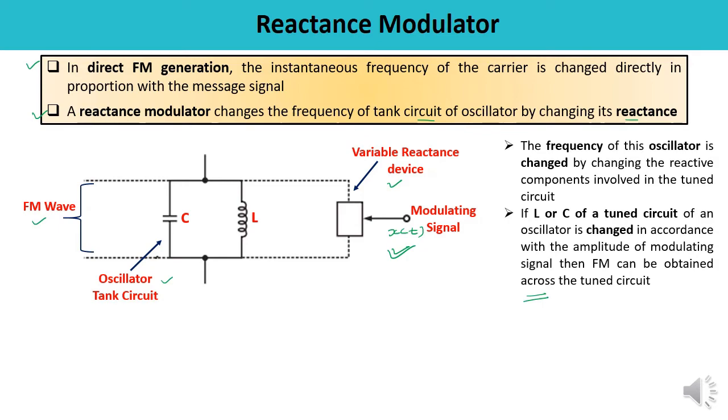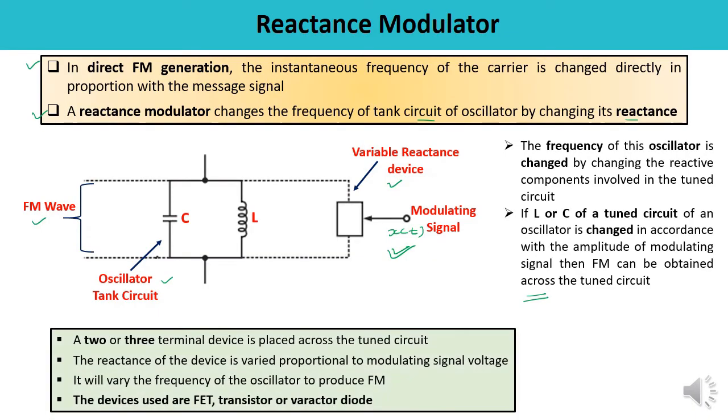There may be 2 or 3 terminal devices which can be placed across the tuned circuit. So 2 terminal or 3 terminal devices can be used, and the reactance of the devices is varied proportional to the modulating signal voltage, and it will vary the frequency of the oscillator which is going to produce FM. Some examples of the devices which are used are FET, transistor and varactor. So these are the various devices which can be used over here.